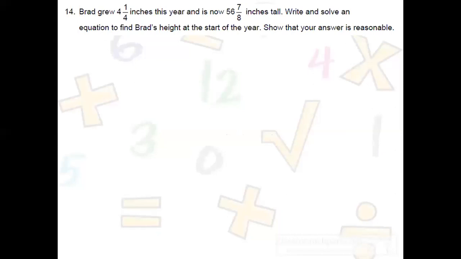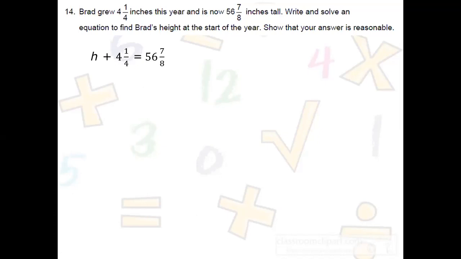Brad grew 4 1/4 inches this year. So he has grown 4 1/4 inches, meaning he became taller, and is now 56 7/8 inches tall. Write and solve an equation to find Brad's height at the start of the year. Of course, he was of some height, then he grew 4 1/4. Grew means, are you going to add or subtract? You are going to add 4 1/4. Then he became 56 7/8. So this is going to be your equation.